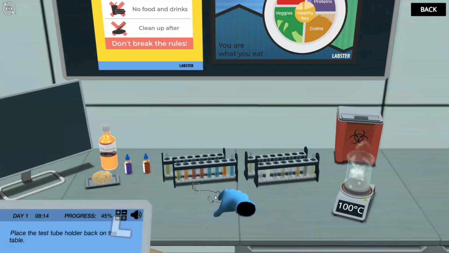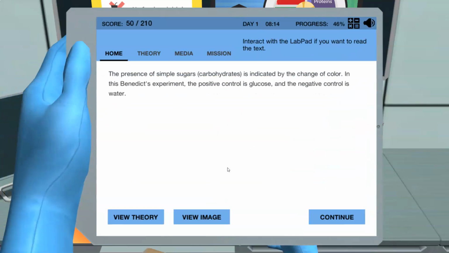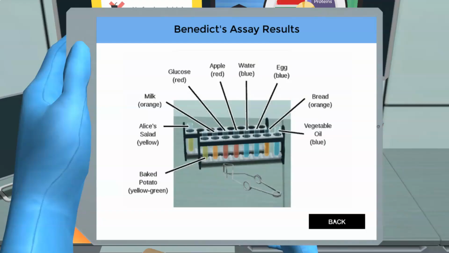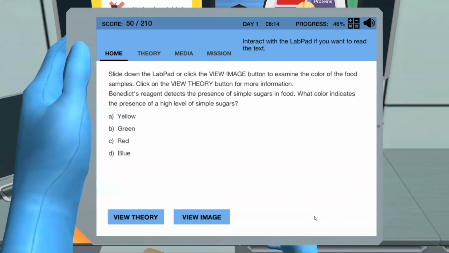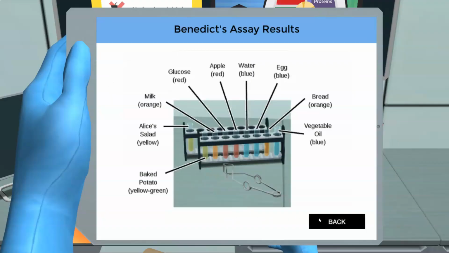The presence of simple sugars is indicated by the change of color. In this Benedict's experiment, the positive control is glucose, and the negative control is water. Slide down the lab pad or click the View Image button to examine the color of the food samples. Click on the View Theory button for more information. Benedict's reagent detects the presence of simple sugars in food.